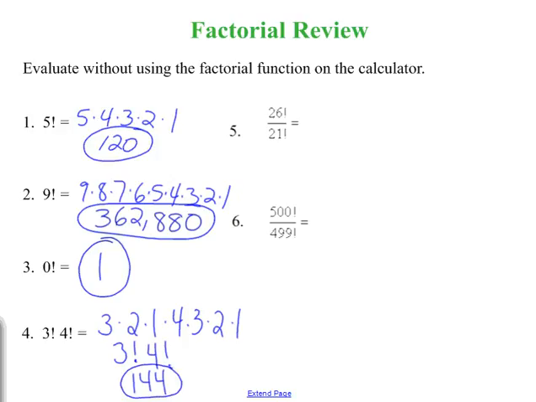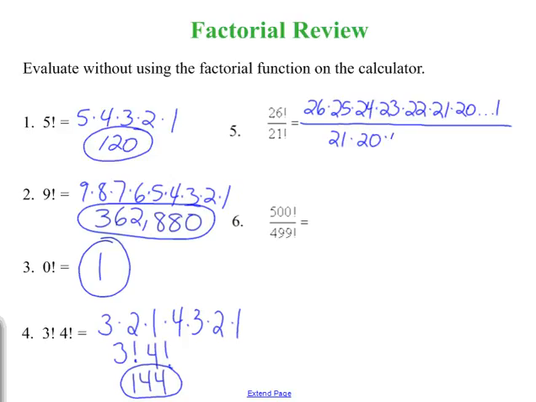All right, number 5. Let's write this out to understand what's happening here, because it'll be important when we get to number 6. We have 26 factorial over 21 factorial. 26 factorial, 26 times 25 times 24 times 23 times 22 times 21 times 20, all the way down to 1. 21 factorial would be 21 times 20 times 19, all the way down to 1.